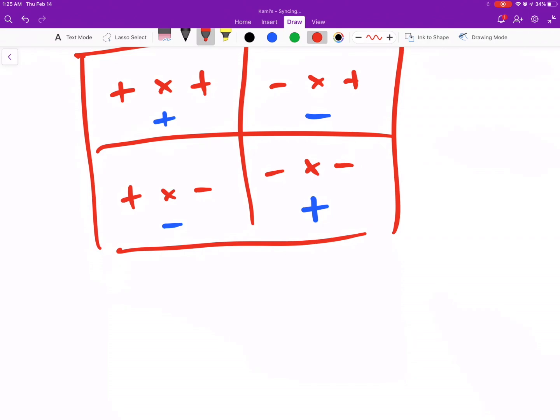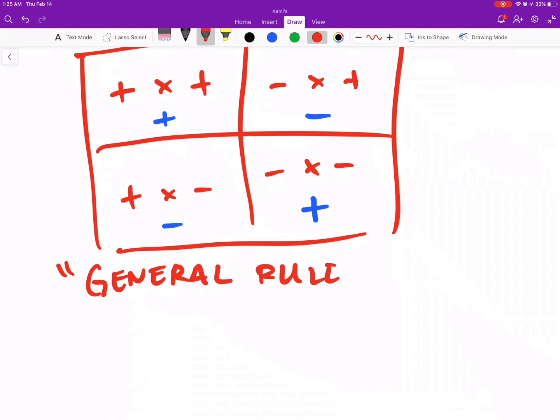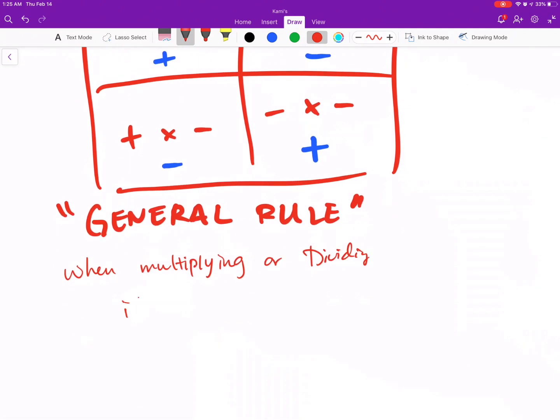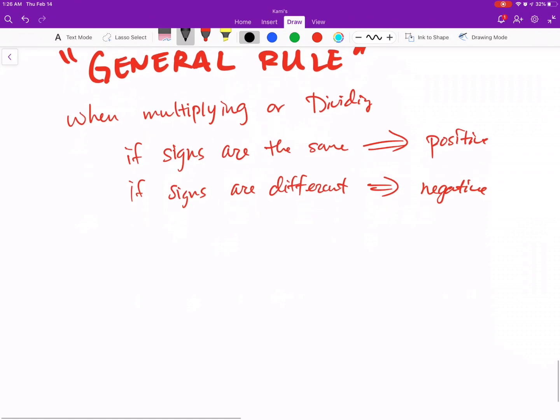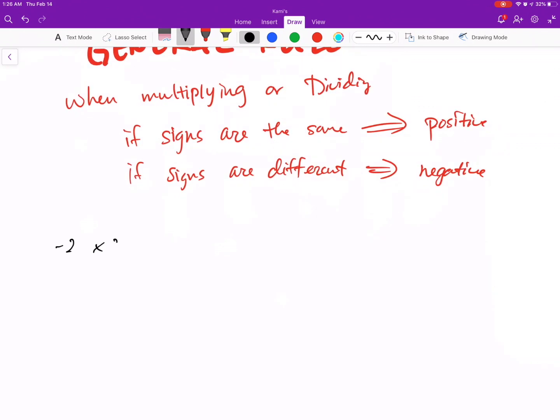So, general rule. When multiplying or dividing, if signs are the same, it's positive. If signs are different, it's negative.